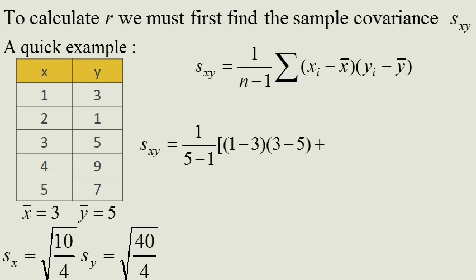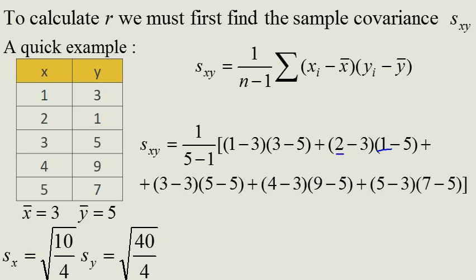And next we add the point 2, 1. And here are the 3 remaining points, ending with the last point, 5, 7. In the end, it all comes out as 4, and that is our sample covariance.